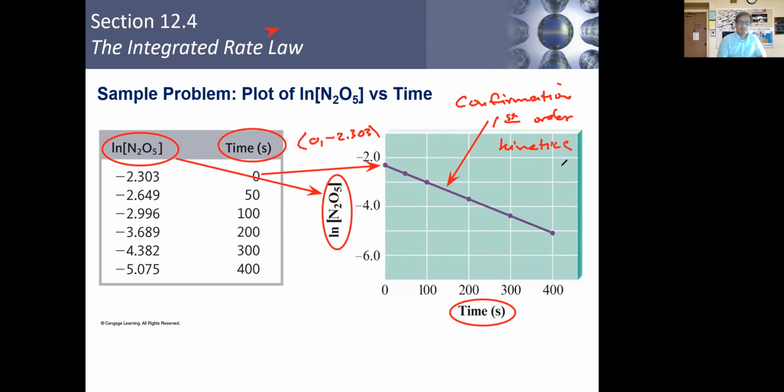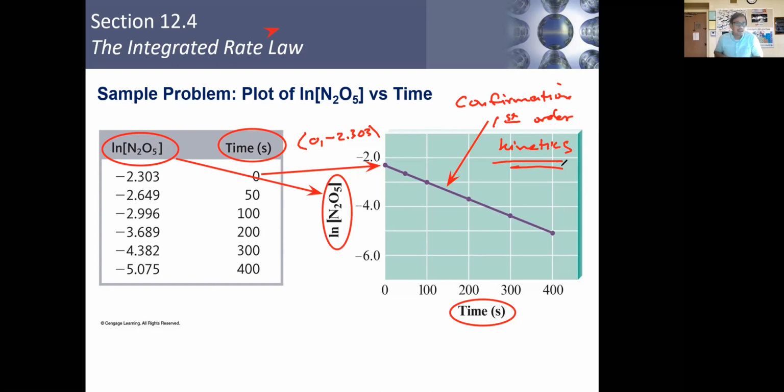Okay. And that is our confirmation. That is the extent of the math that we had to do, folks. Take the natural log of those concentrations. Now, folks, you got to find the natural log key on your calculator, okay? Because if you don't have that natural log key on your calculator, then you're going to be at a disadvantage here. Okay, so this is the reason why the integrated rate law is so much easier to use.